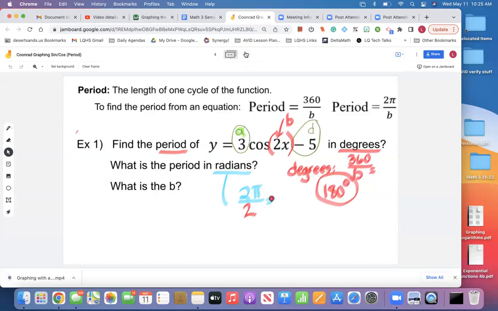So we take 2 divided by 2. That means that we go max 0, min 0, max at pi. But guess what? We already knew that because pi is the same as 180. It's not different. What's the B? The B is 2. That's what we're doing. Okay, pause it, adjust your notes.